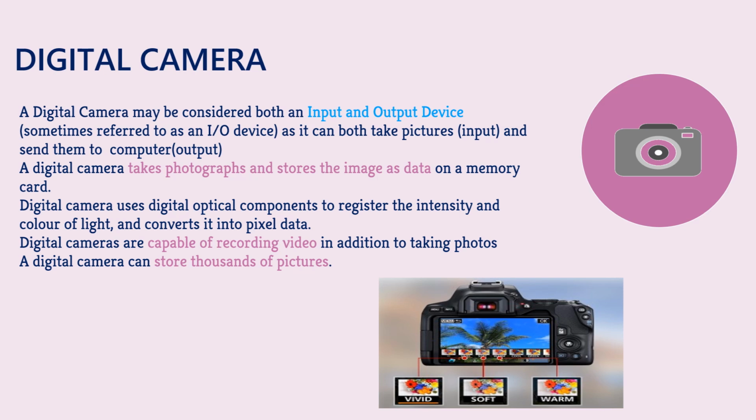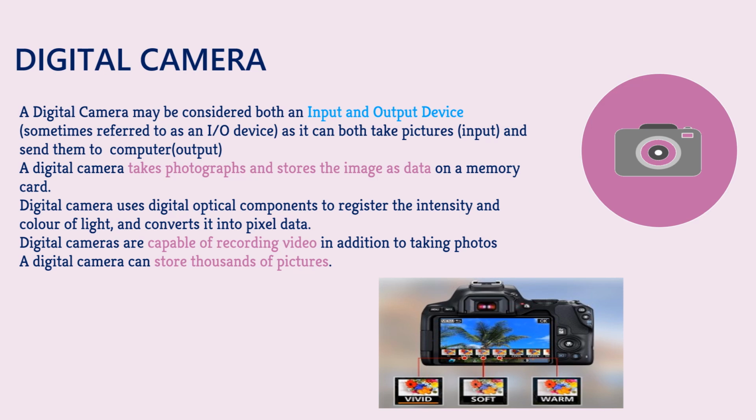And the data, that is the pictures stored by the digital camera, are in the form of pixels. All the images and videos captured can also be transferred to a computer for modification, and then they can also be printed on paper if required. And a digital camera can store up to thousands of pictures. It does not require any reel.